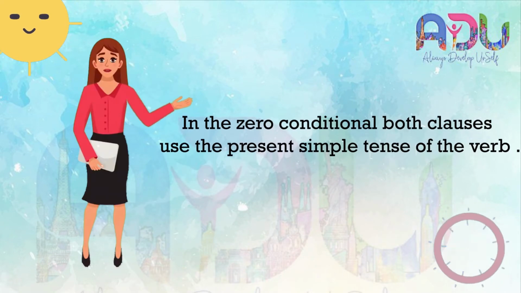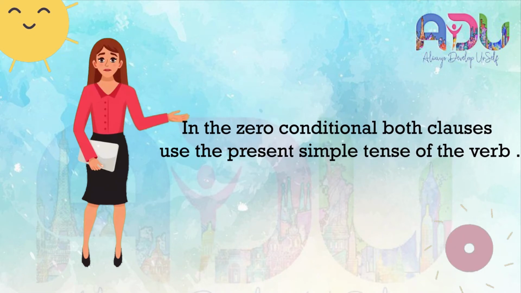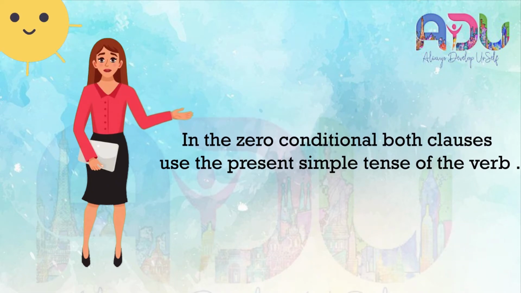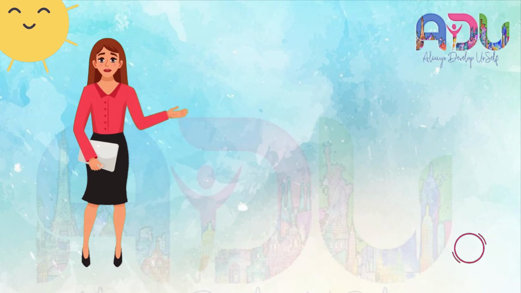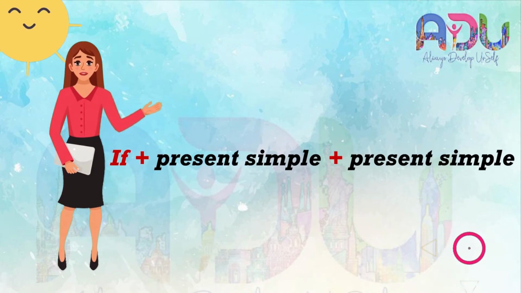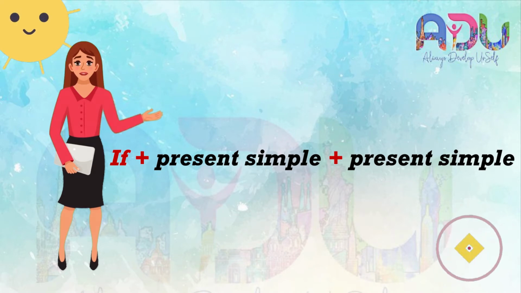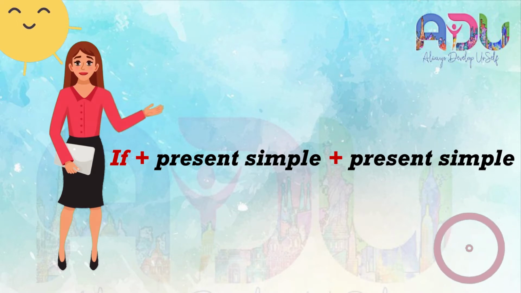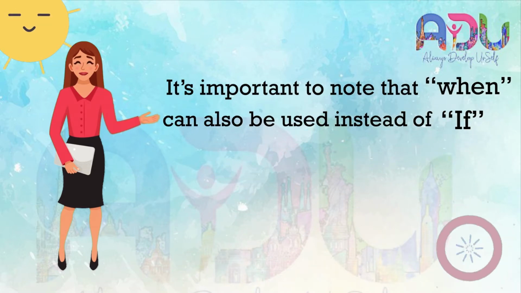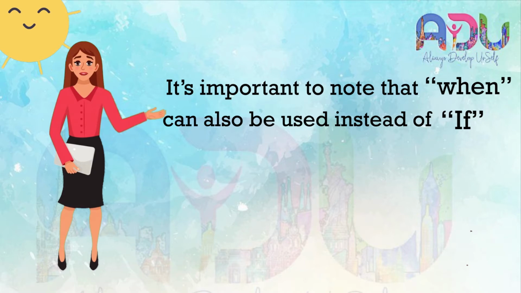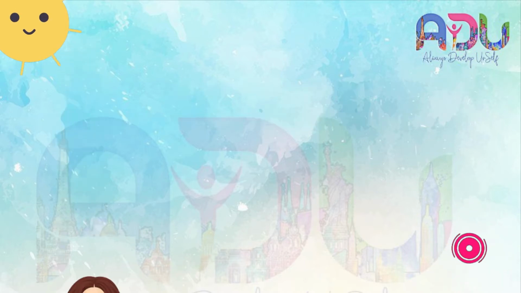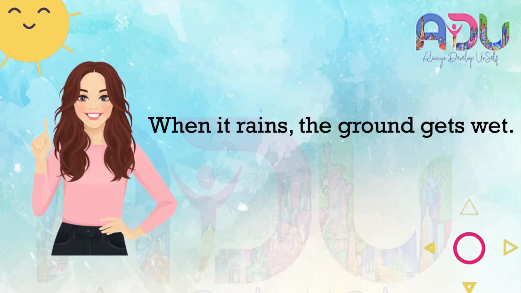In the zero conditional, both clauses use the present simple tense of the verb. So if followed by the present simple, and the main clause also uses the present simple tense. It's important to note that when can also be used instead of if. For example, when it rains, the ground gets wet.